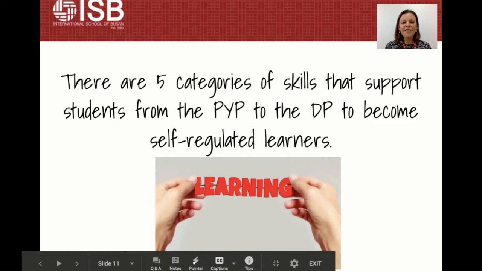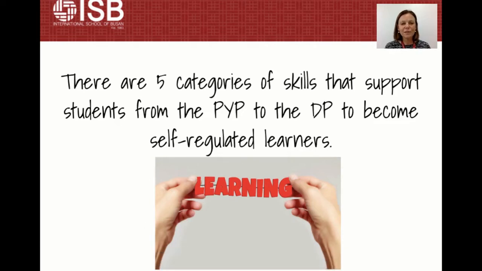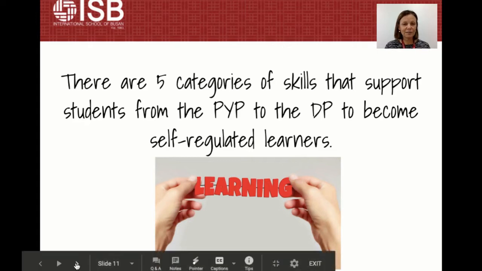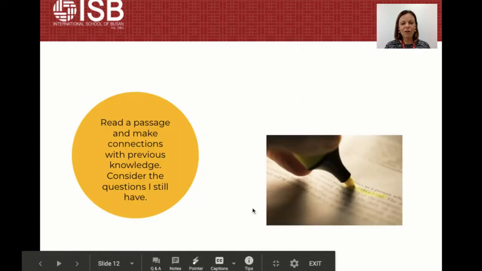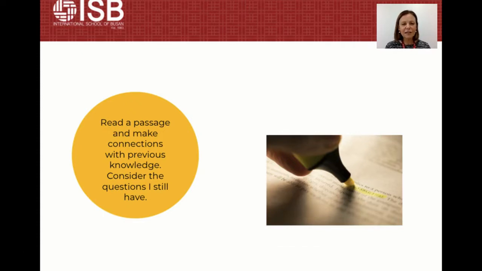So there are 5 categories of skills that support students all the way from the PYP to the DP to become self-regulated learners. All right, so we're going to have a think. What could these 5 categories be?